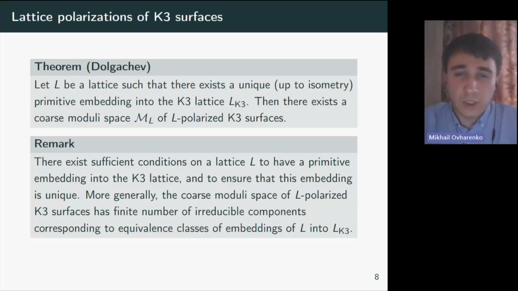And in a general situation, the coarse moduli space of lattice polarized K3 surfaces has a finite number of irreducible components, and they correspond to equivalence classes of possible embeddings of our lattice into the K3 lattice. But in our case, everything should be okay. There would be no such thing, and the embedding would exist and be unique.